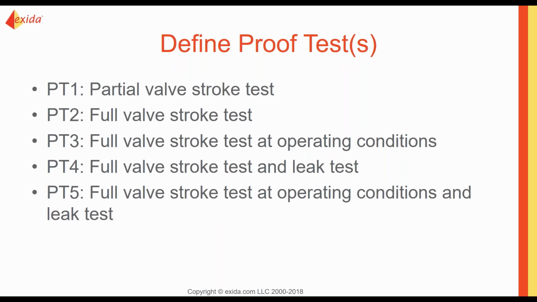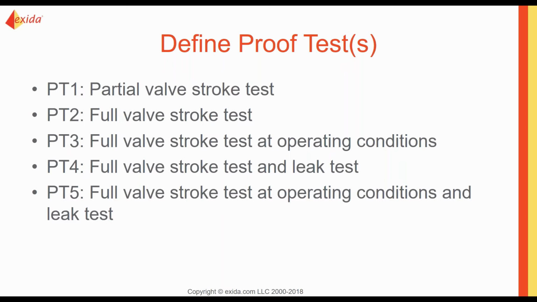So here are 5 standard proof tests for valve assemblies that we typically model at exida. So you could have a partial valve stroke, you could have a full valve stroke, you could have a full valve stroke at operating conditions. That's going to get more of the dynamic forces being applied, so that's going to be a more thorough test than if the flow isn't happening. And then for the 4th and 5th, we can take the full valve stroke and add a leak test, and then finally do a full valve stroke test at operating conditions and add a leak test.